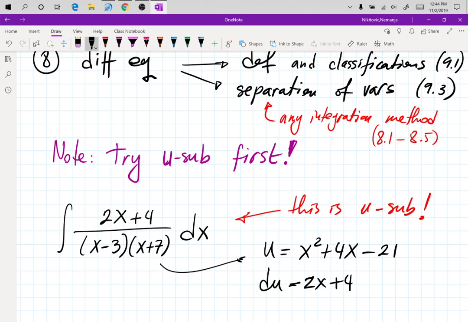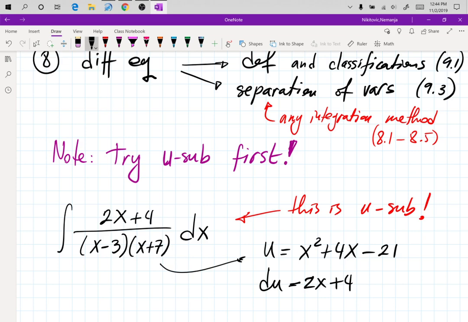So if I have x plus 4, partial fraction decomposition. If I have just x, partial fraction decomposition. Anything other than 2x plus 4, partial fraction decomposition. Can you use partial fraction decomposition now? Yes! But you can also use u sub in this one case, when the derivative of the denominator is exactly what you have in the numerator. So try u sub first.